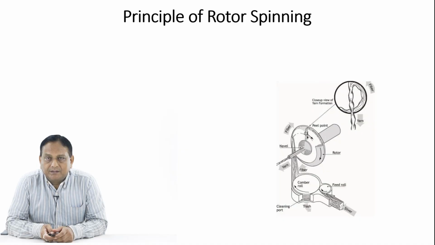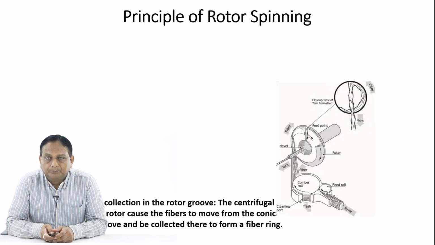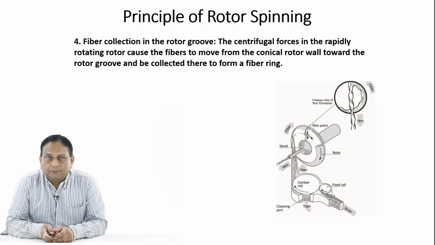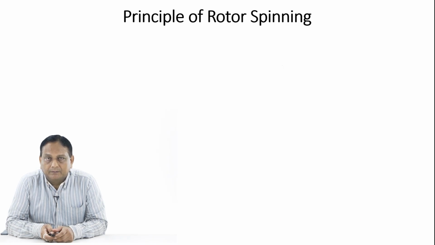Now as you can see in the photograph of rotor spinning, the fourth principle talks about fiber collection in the rotor groove. The centrifugal forces in the rapidly rotating rotor cause the fibers to move from the conical rotor wall towards the rotor groove and collect there to form a fiber ring. So this is the fourth principle of rotor spinning.